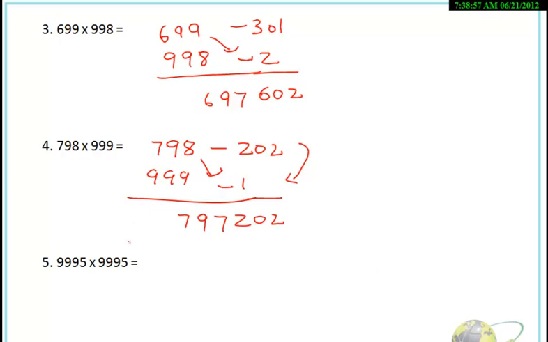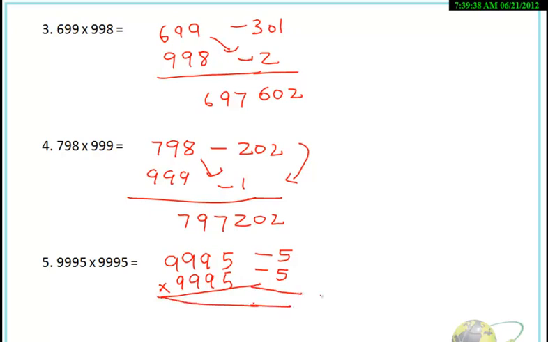Now let's take a bigger number. Here we have to find out the square of 9995. Okay, now these numbers are closer to 10,000. 9995 is closer to 10,000. So in this case we'll be finding out the difference from 10,000. So 9995 is minus 5 from 10,000 and it is also minus 5 from 10,000.